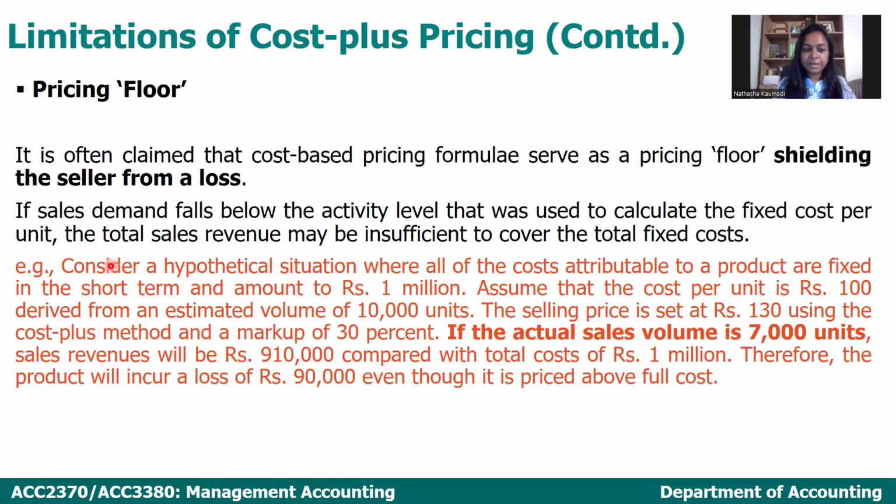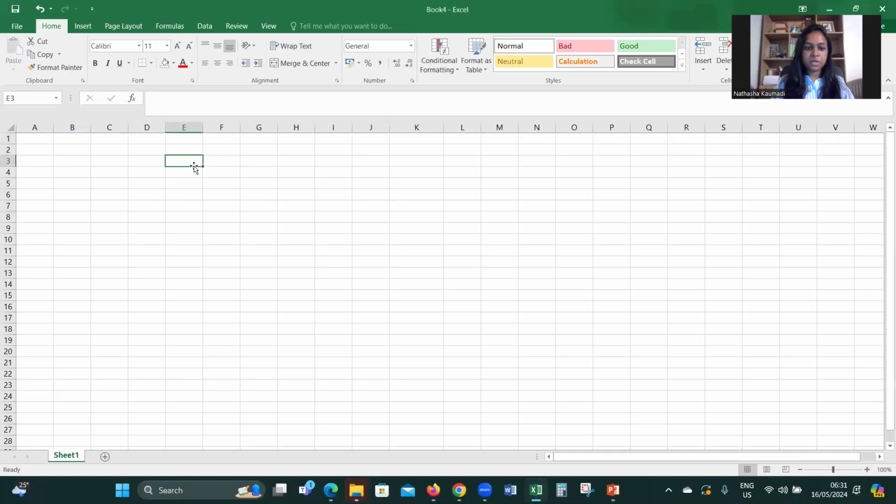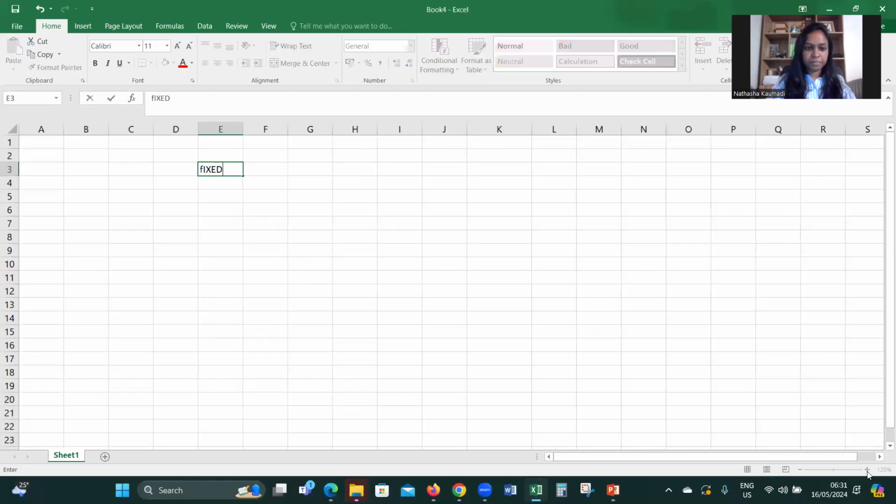Consider a hypothetical situation where all the costs attributable to a product are fixed in the short term. Okay, now there are no variable costs in our product, all are fixed in the short term, and the amount is 1 million. Our fixed cost is 1 million.